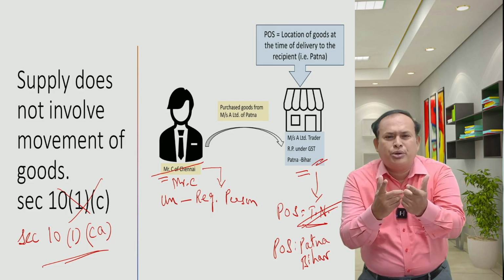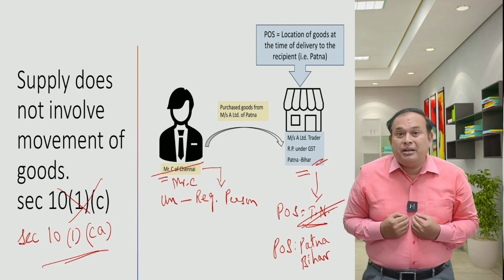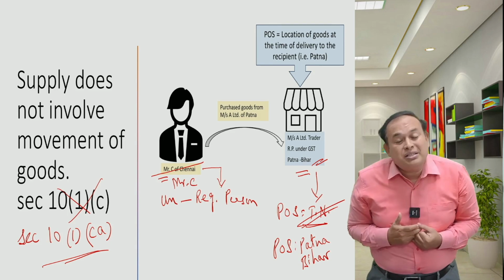Means I paid the amount to you, please give me the goods. They are migrant workers, telling you. But the supplier is a registered person in India, in Tamil Nadu. Issue the invoice. What is the place of supply?